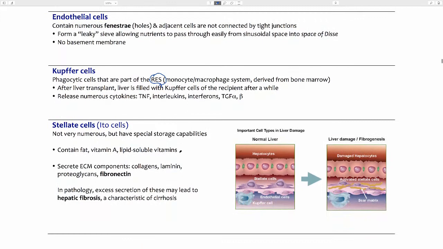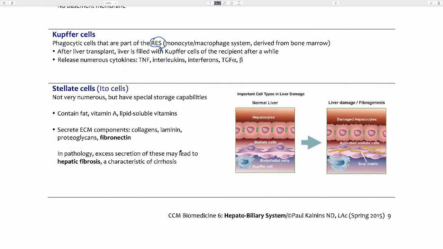The Ito cells, I said, are in the space of Disse. They contain fats, and they store things like vitamin A. This is where vitamin A is stored in the liver. The liver is very efficient at storing vitamin A, as well as other lipid-soluble vitamins like vitamin K and E. And it also secretes the extracellular matrix components like collagens and proteoglycans and fibronectin. And this, unfortunately, when they become overstimulated, can lead to hepatic fibrosis. So this is characteristic of liver cirrhosis, as you get scarring throughout. So notice the scar matrix forming here with these overactivated stellate cells.